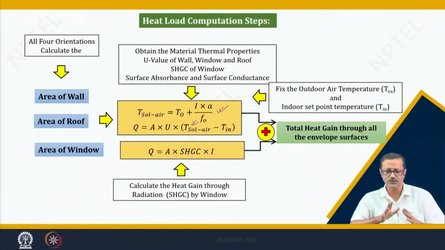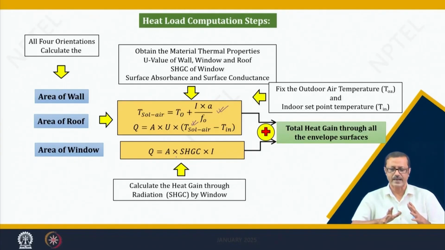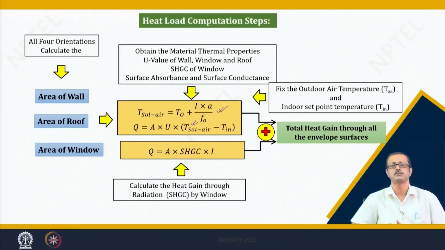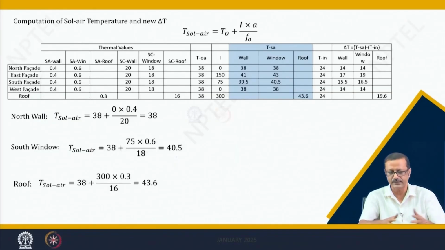So, the solar radiation adjustment has to be taken into account for the east, south and the roof, because these 3 surfaces are having some solar radiation as per the data given in the last slide. But north and west will remain as they are, because the I value is equal to 0. So, the solar air temperature will be equal to the outdoor temperature of 38 degree. So, I have done the calculation.